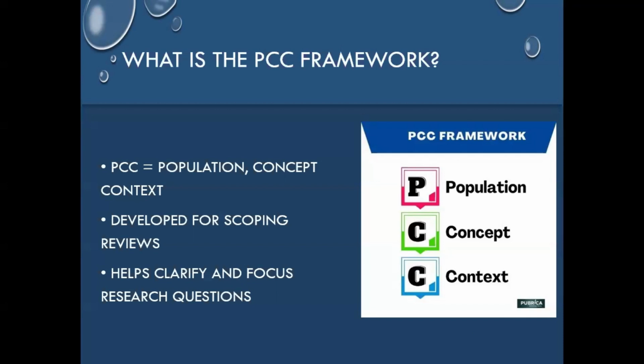So what is the PCC framework? It is also known as population, concept, context. This framework is a useful tool for defining research questions in medical and health science when conducting a scoping review or formulating a structured research question.